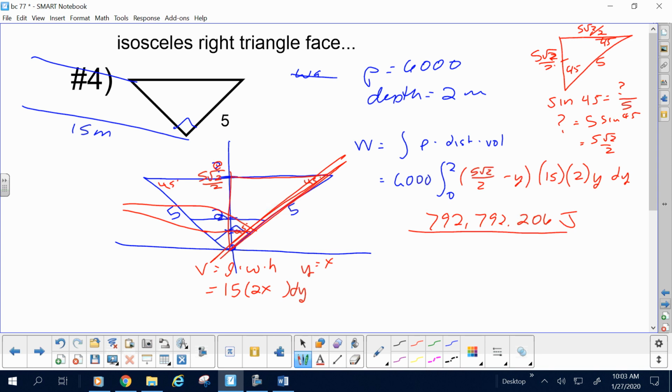All right. That is the big idea of the day. So how do you calculate work? Force, distance, volume, and integrate.